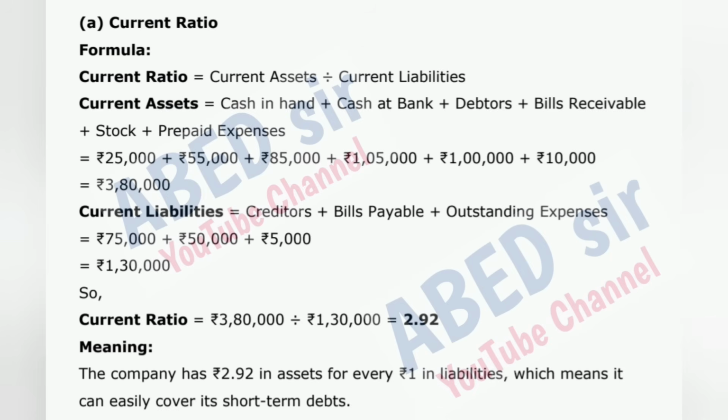So, current ratio is equal to 3,80,000 rupees divided by 1,30,000 rupees is equal to 2.92. Meaning, the company has 2 rupees and 92 paise in assets for every 1 rupee in liabilities, which means it can easily cover its short-term debts.